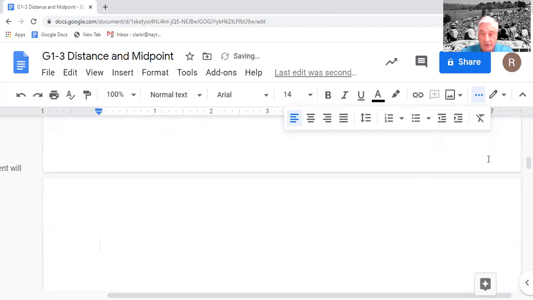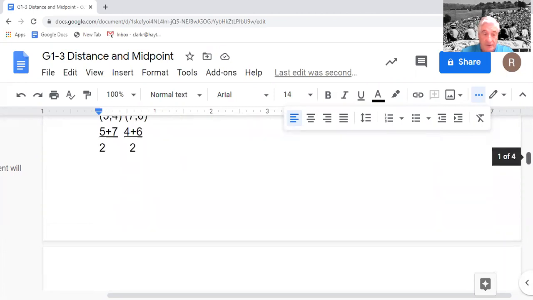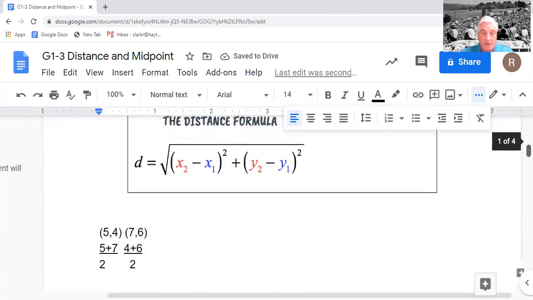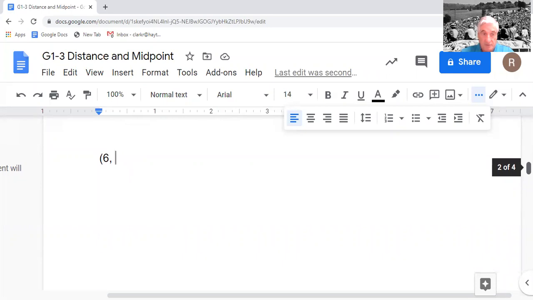So our answer, 5 plus 7 divided by 2 is 6. And 4 plus 6, or 10 divided by 2 is 5. 6, 5 would be the midpoint. It's the midpoint, which is also your average.